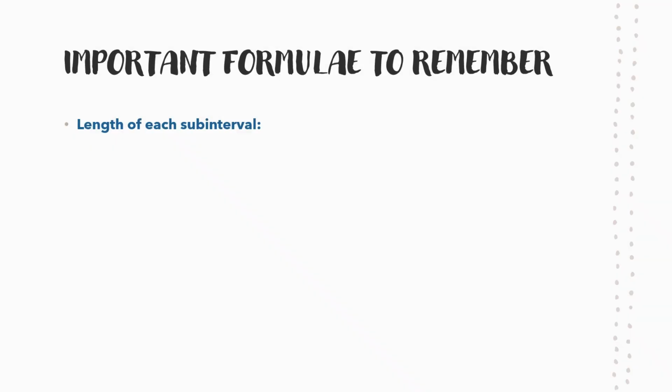Now let's begin. First of all, let's focus on the important formulae to remember. What is the length of each subinterval? Exactly. Delta x is equal to (b minus a) over n. How will you find out your a and b? It's nothing but from the closed interval. Your first number is known as a and the second number is known as your b.